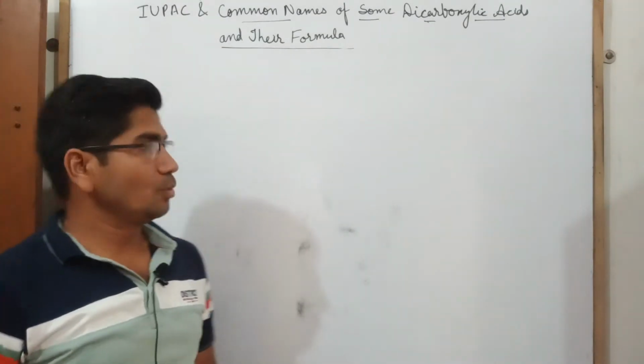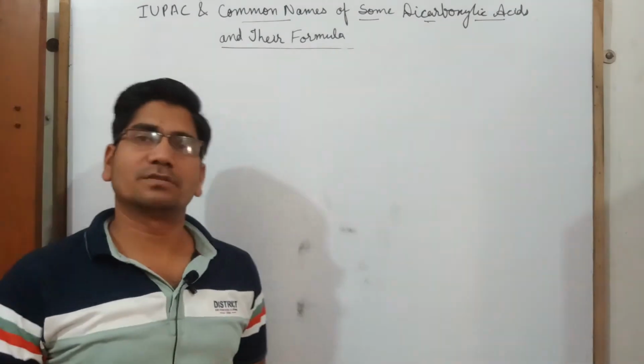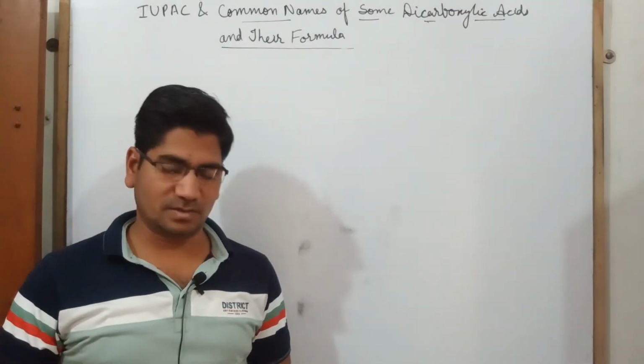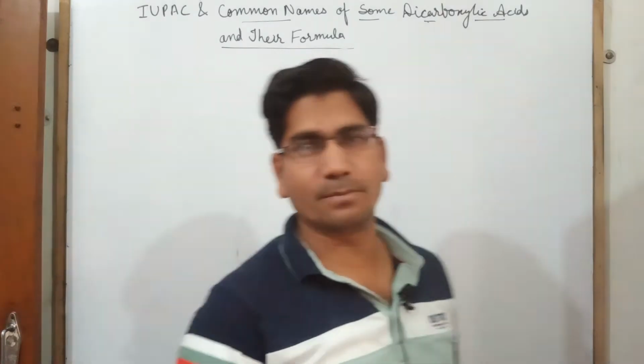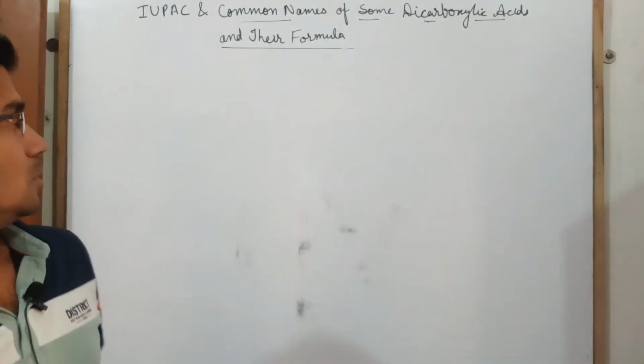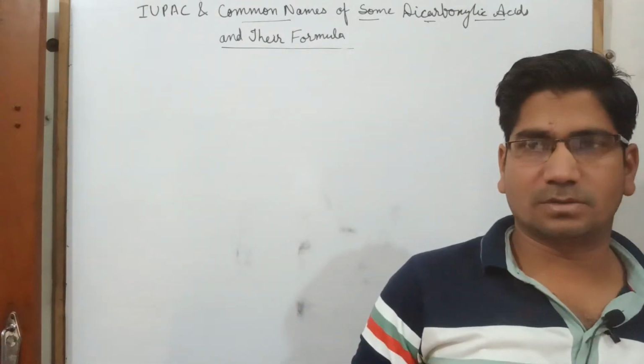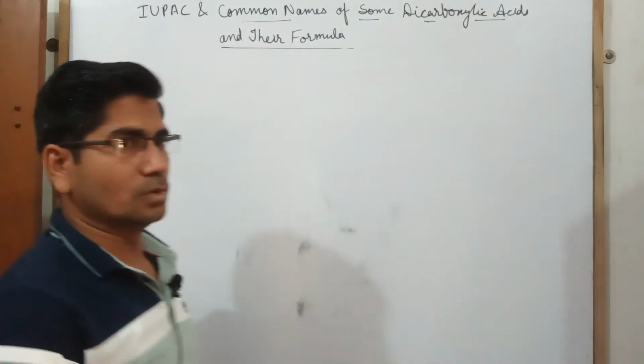Today we are going to learn IUPAC and common names of some dicarboxylic acids and their structures. This topic is very important and is useful to draw various structures of chemical compounds. Okay, so let's start.